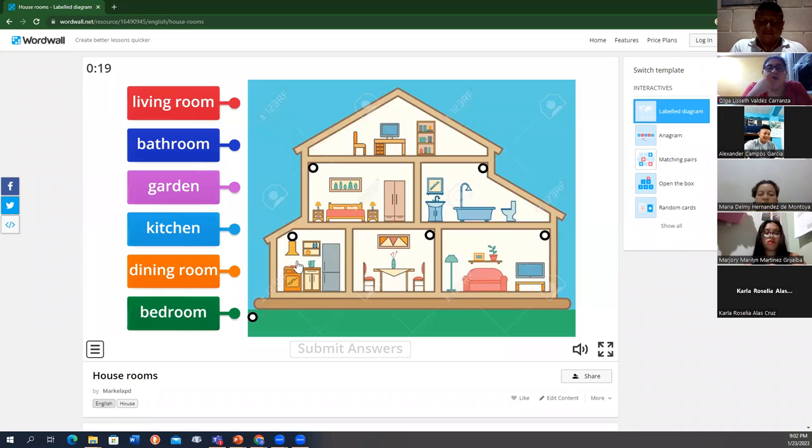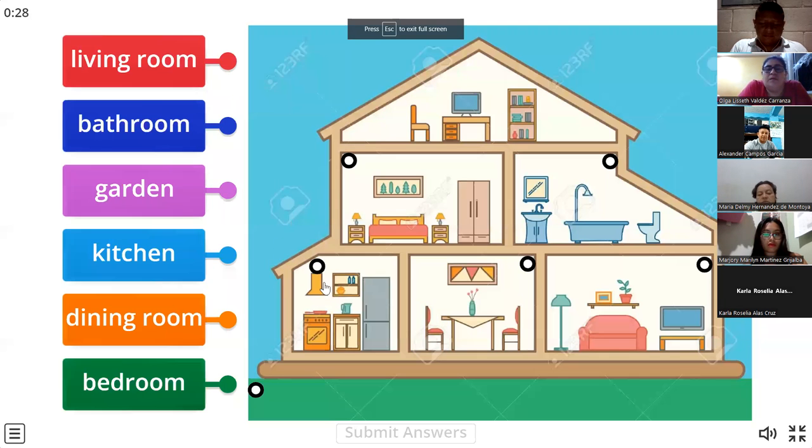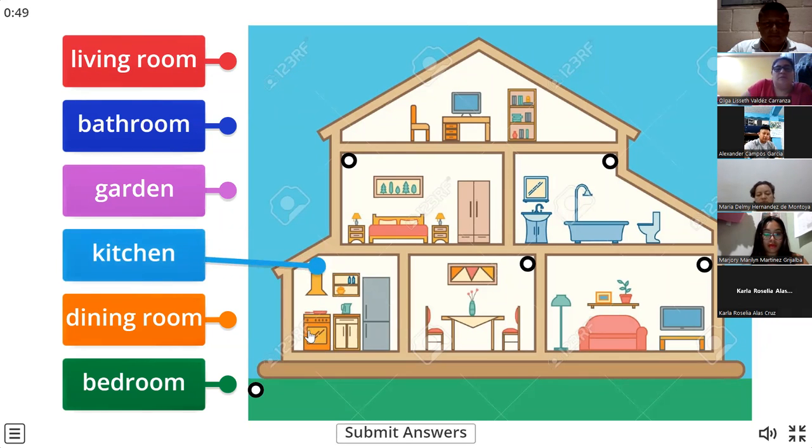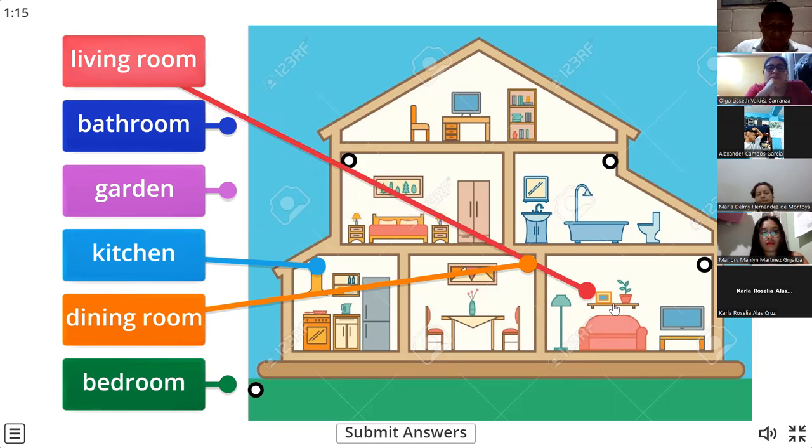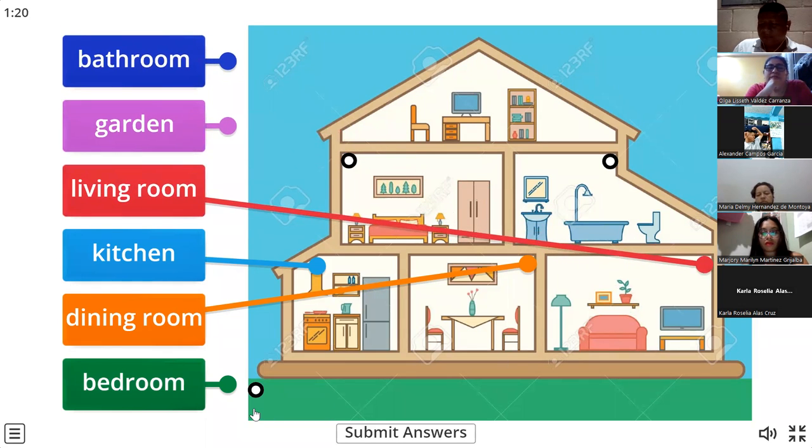This one, what is the name that should be here? Is it a kitchen or is it a bathroom? What is that? Kitchen. The kitchen. Okay. Good. What about this one? Dining room. Living room or dining room? Dining room. Okay. What about this room? We have a living room. That is the living room. Okay. Living room.